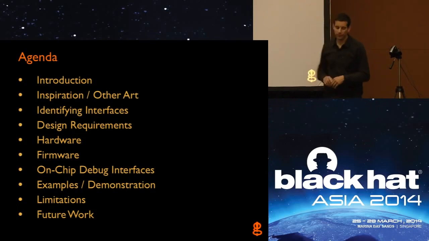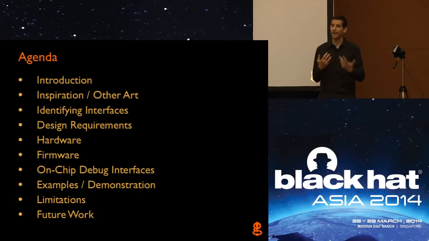So the agenda, we're going to go through an introduction, look at some inspiration for the project, talk about identifying interfaces on a circuit board. So what are interfaces? How can they be located? Why are they even useful? And then once we find those, talk about why manually locating these interfaces is sort of hard and why a tool like JTAGulator is actually useful.